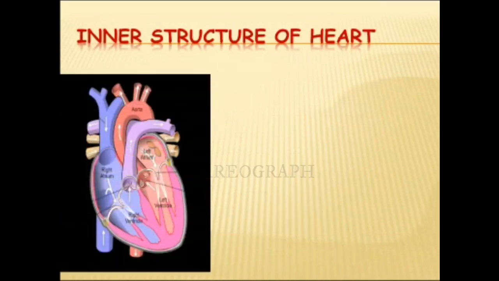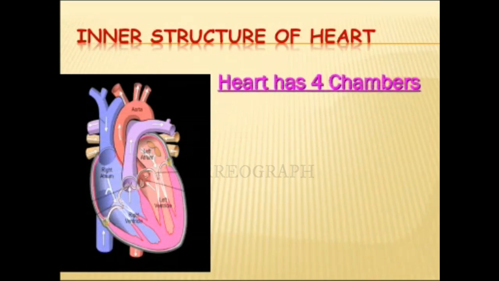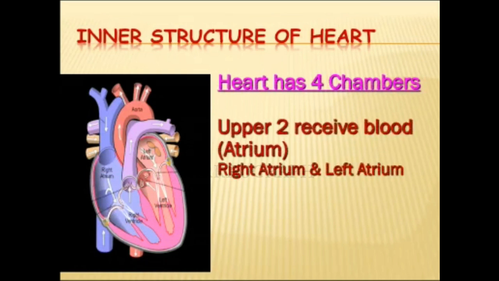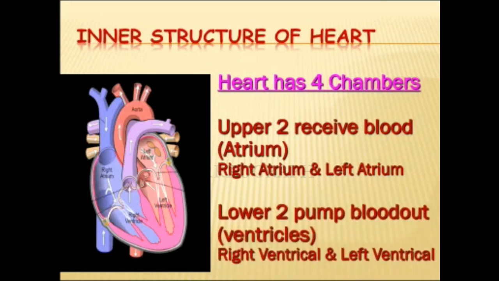In this picture, you see the inner structure of heart, and this inner structure of heart has four chambers. The upper two receive blood and they are called atrium, whereas these atriums are right atrium as well as left atrium, and the lower two, which pump blood out of the heart, are called ventricles. They are right ventricle as well as left ventricle.